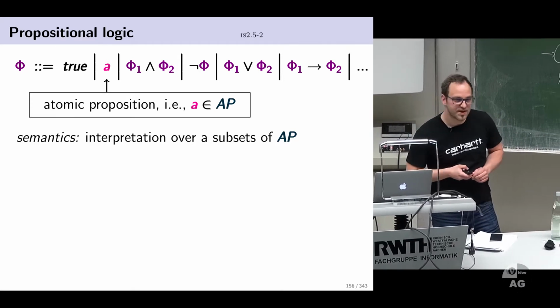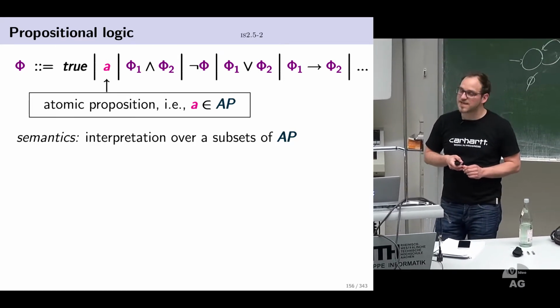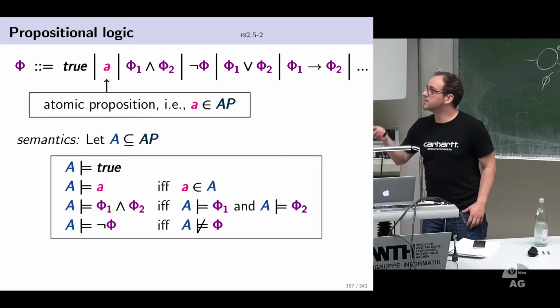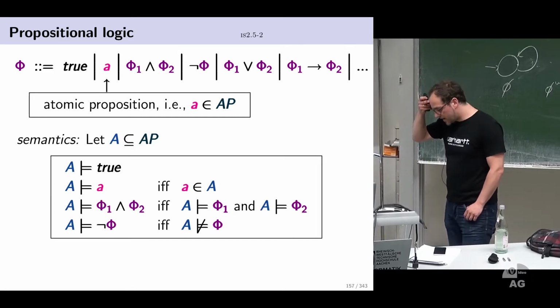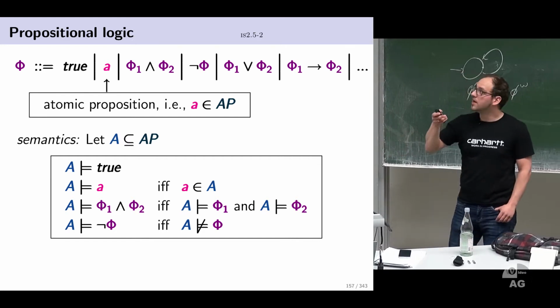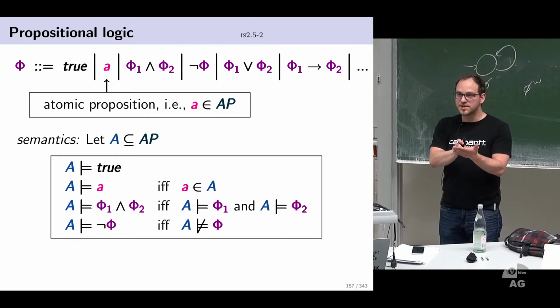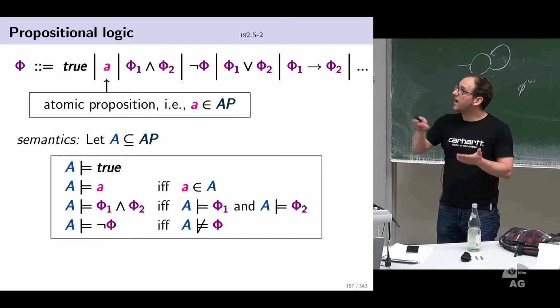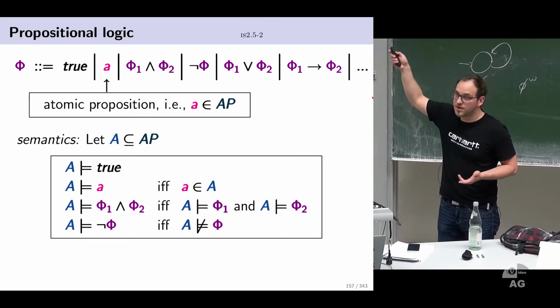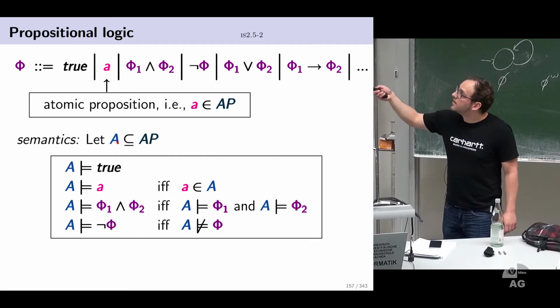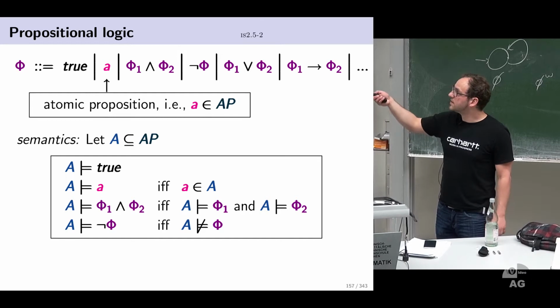And now we want to give it a semantics in terms of subsets of atomic propositions. And how are we going to do this? So we're going to define another satisfaction relation, but this time we're defining when a set of atomic propositions satisfies a propositional logic formula built according to this grammar. So let's take an arbitrary subset of atomic propositions.